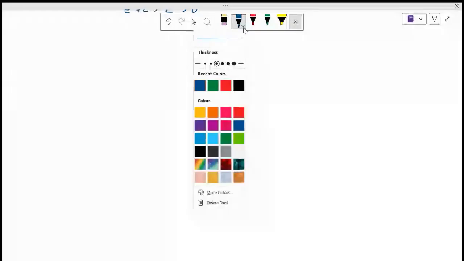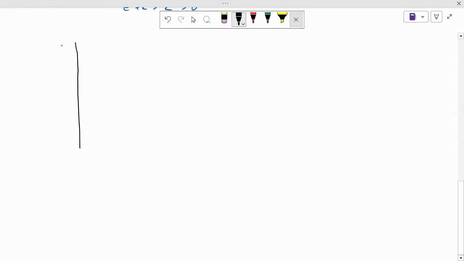Okay. I do want to copy. All right, so we're going to draw y equals e to the x, your basic exponential function again.